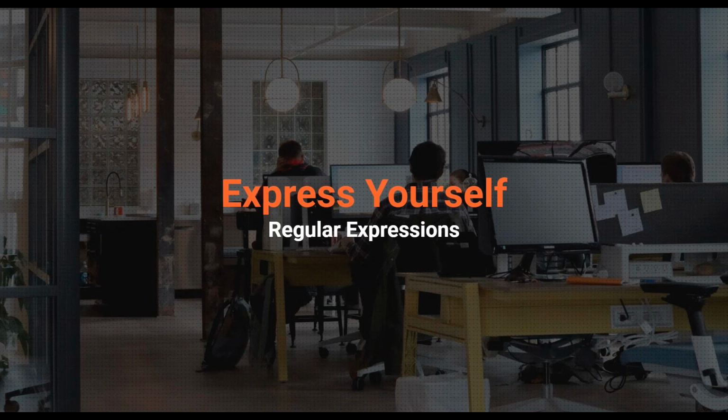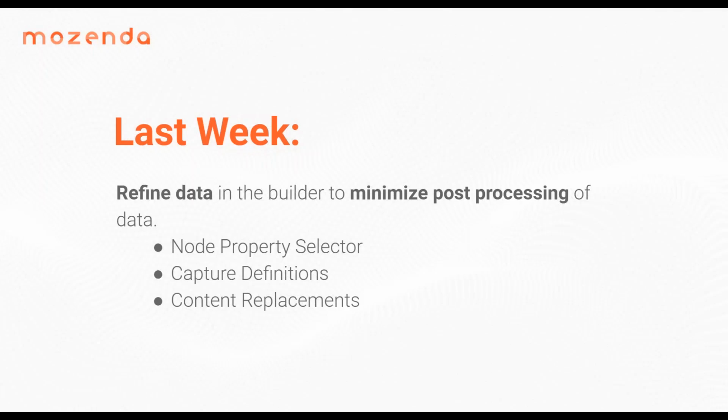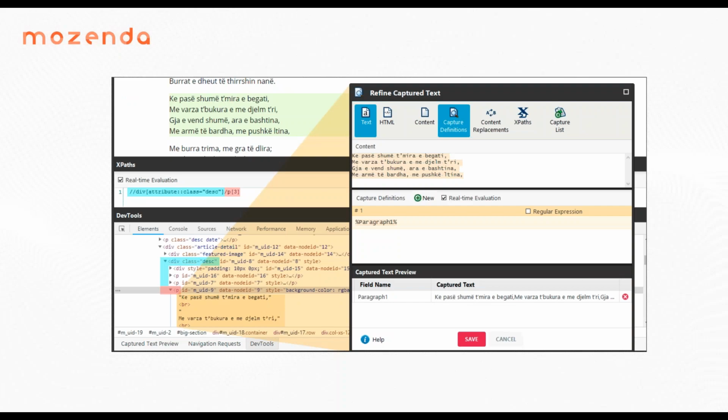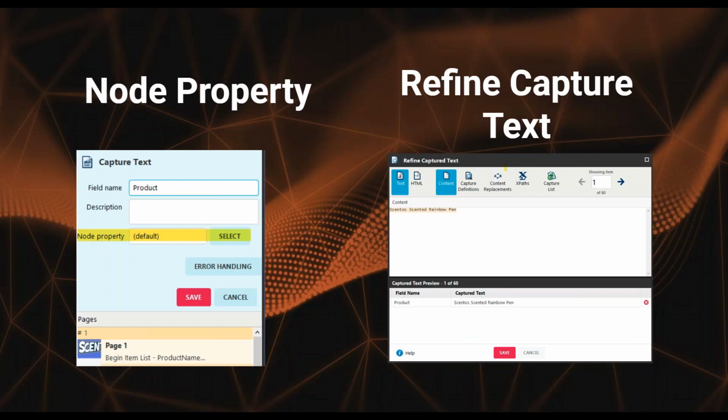We've all had those moments where we wish we could say something just a little bit better, and just with Mozenda, where we have those moments where we want to capture something a little bit more refined. Last week we talked about how when we refine data in the builder, this is to minimize the post-processing of data. We use our node property selector as well as our refined capture text in order to get the information we need. But Georgia, you remember that the node property selector is only in our new Chromium, in our beta version. So that's important to know as well.